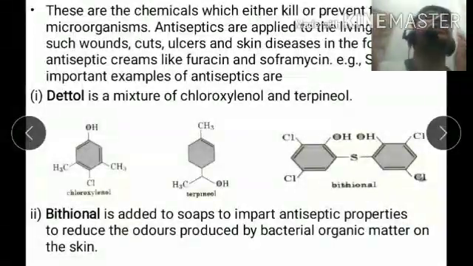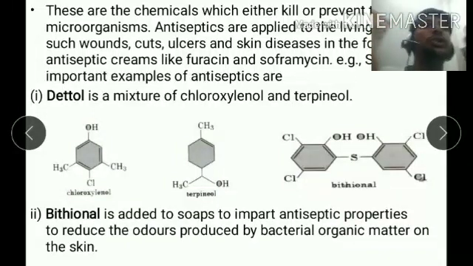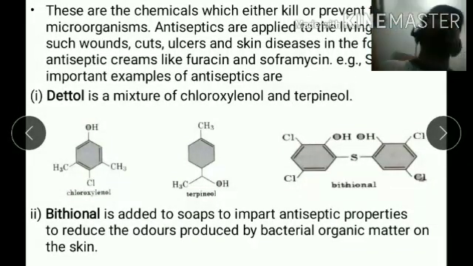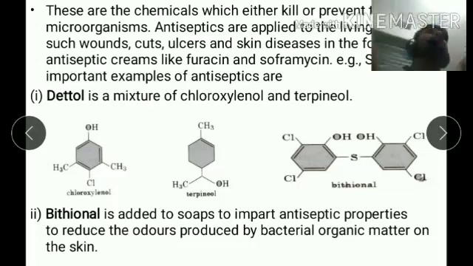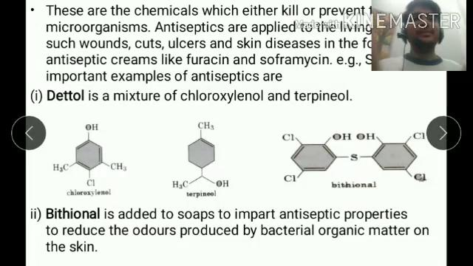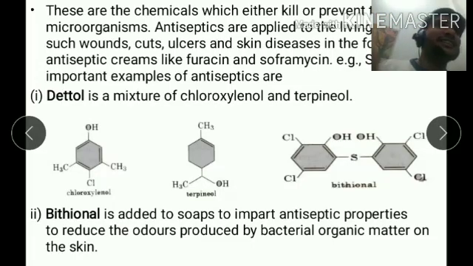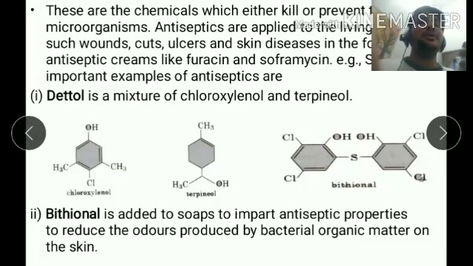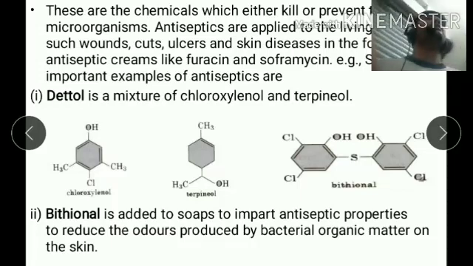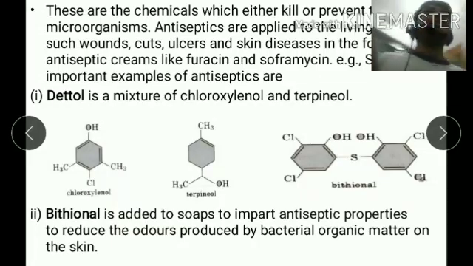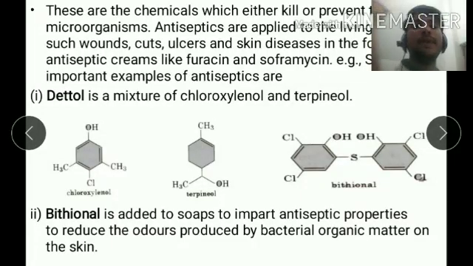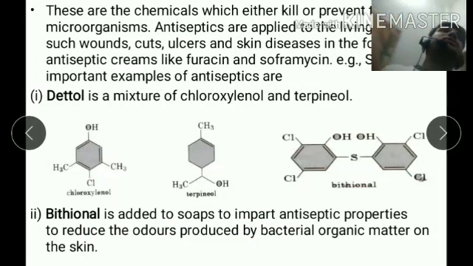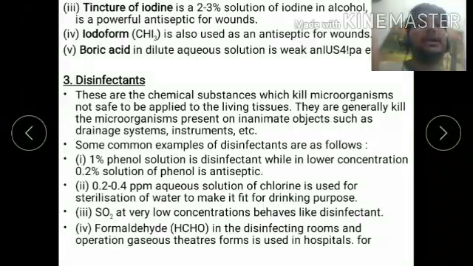Second one is bithionol. Bithionol is also an antiseptic that is used in soap for the prevention of the odor of bacteria. We apply soap on our body, just like Lux, Hamam, Dove soap, because these soaps produce a very good smell. They don't produce any bad smell due to the presence of bithionol. We use bithionol in soap for the prevention of the odor of virus and bacteria.